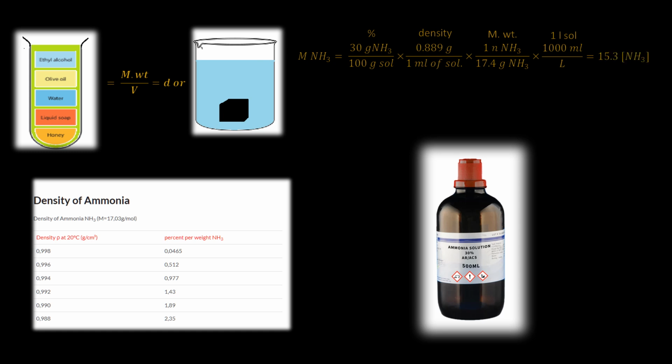The percentage on the bottle states 30%, which equates to 266.7 grams per liter. The mole weight is 17.4 grams per mole. Therefore, there is 15.3 moles of ammonia. In 1 liter of water, the molarity would therefore be 15.3 moles per liter. This equation can be simplified as shown.